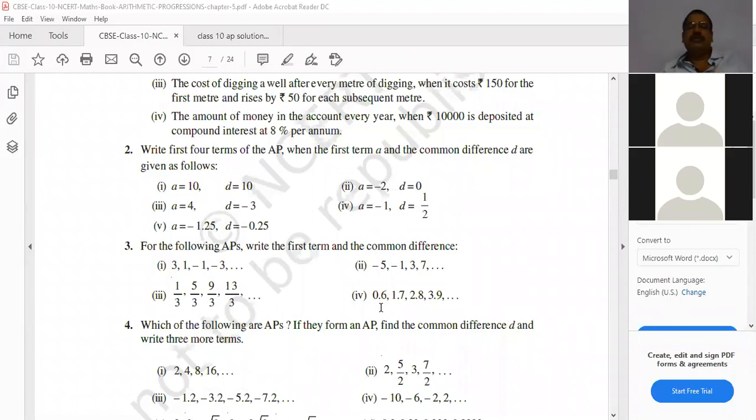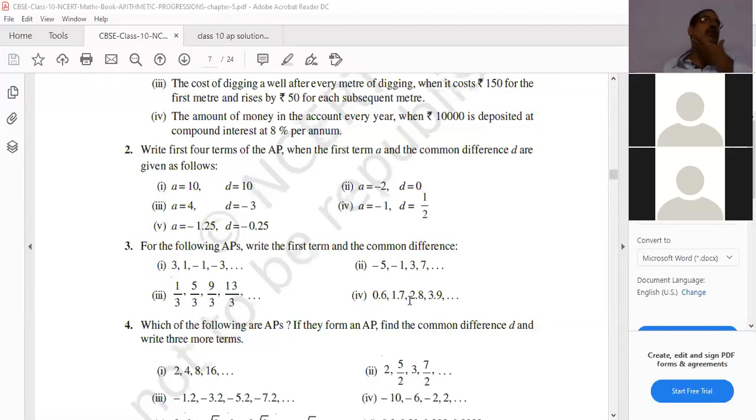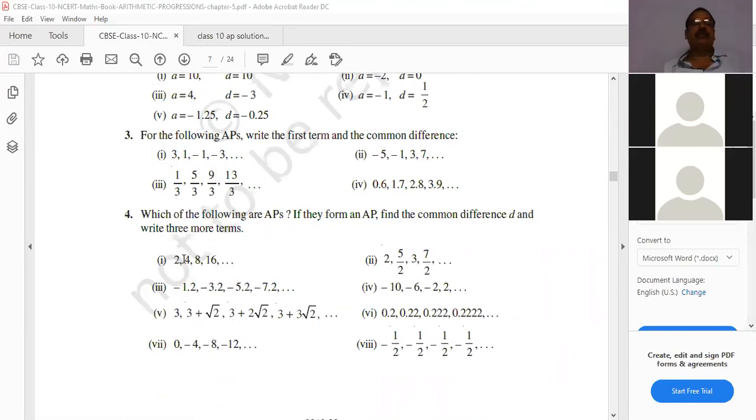You can write it directly as a decimal. A is 0.6. Then 1.7 minus 0.6, so D is 1.1 only. Okay, A equal to 0.6, D equal to 1.1 only. Good. Next.